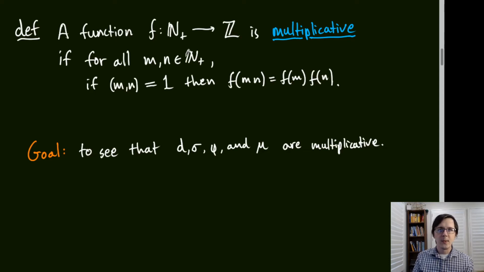Okay, so an interesting property that all 4 of these functions share is that they are multiplicative. A multiplicative function on the positive naturals is defined to be a function where for all m and n in the positive naturals, if they are coprime, then f of the product is the product of the f's. So you can distribute f over the product. So our goal is to see that all 4 of these functions are multiplicative.